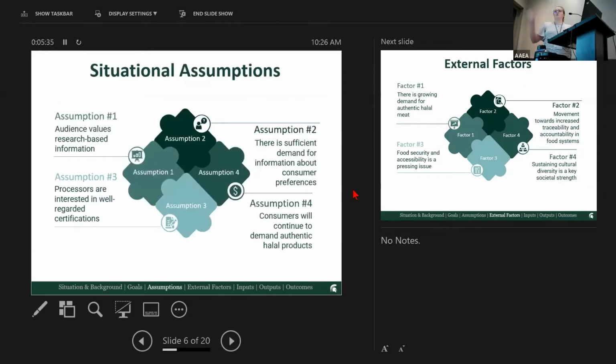We have some situational assumptions we have to consider. So first, we're assuming that the audience is valuing research-based information. Second, we're assuming that there's sufficient demand by processors and policymakers for information about consumer preferences. Third, that processors are interested in well-regarded certifications to utilize in their operation. And fourth, that consumers are going to continue to demand authentic halal products in the future.